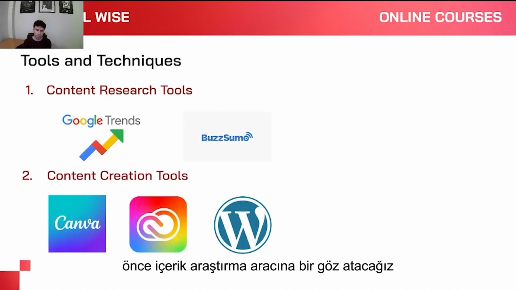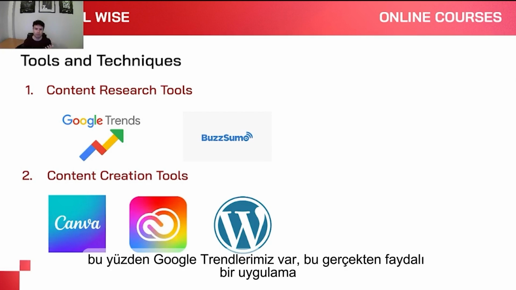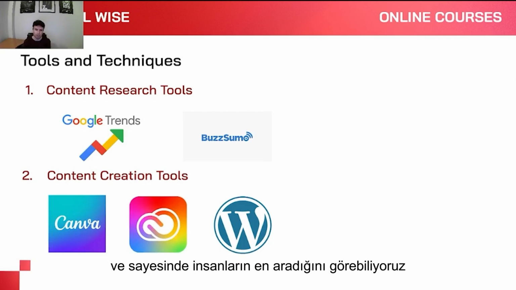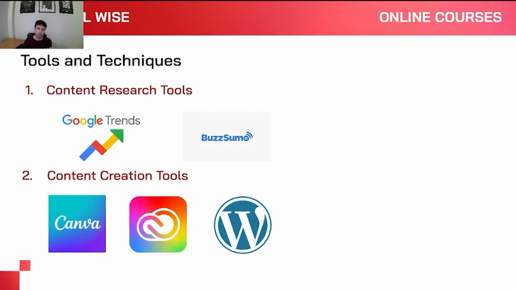First, we'll have a look at the content research tools. So we have Google Trends. This one is very useful to know what people are searching at the moment. And we have BuzzSumo, which will help you to understand what the most trendy topics are right now.